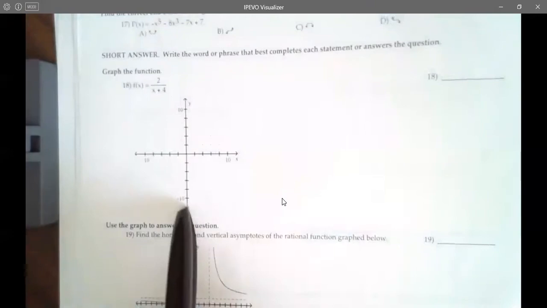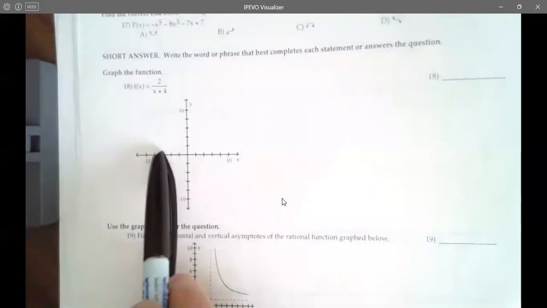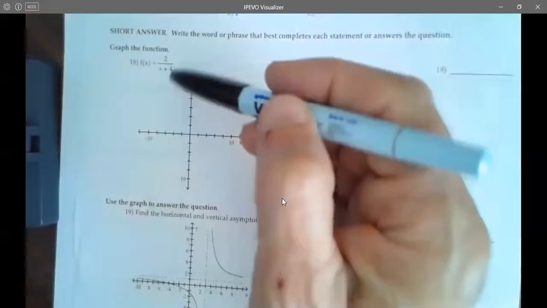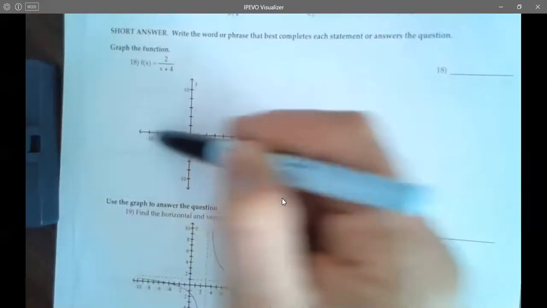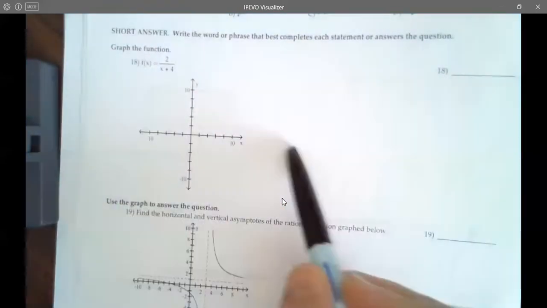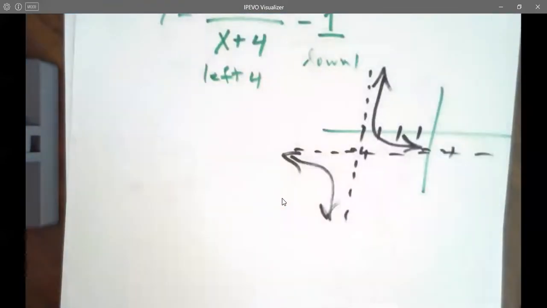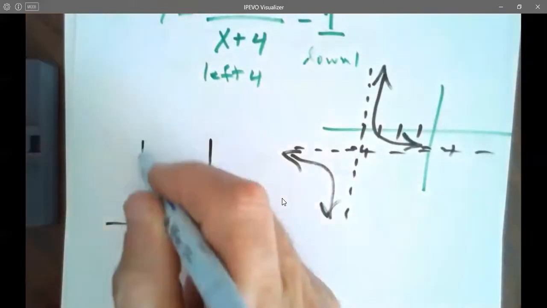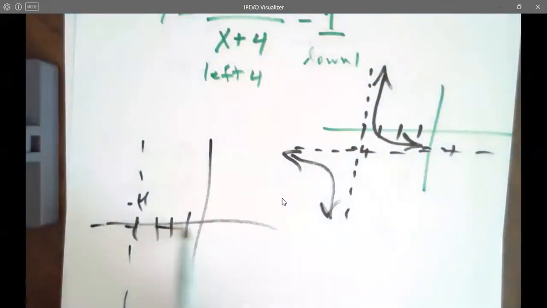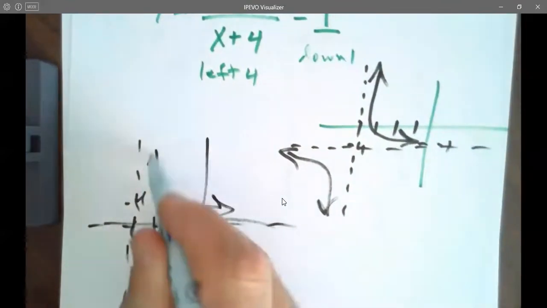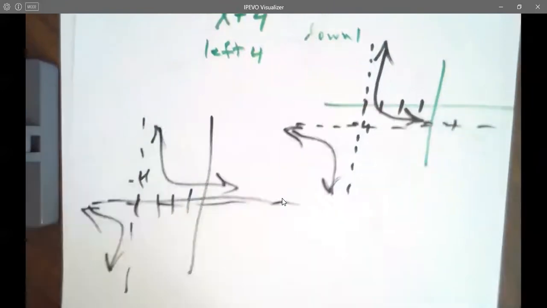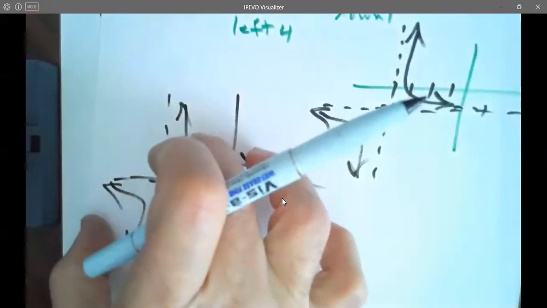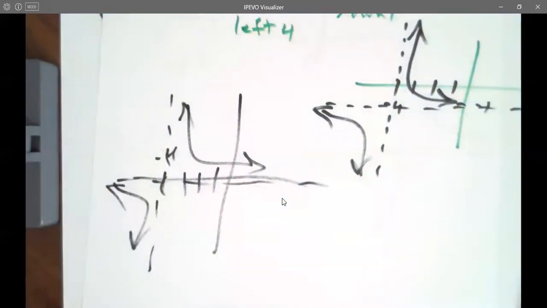So this is increments of 2, 4, 6, 8, 10. So this will be 2, 4. So it'll shift over here. It's 1, 2, 3, negative 4. And it didn't shift up or down, so it's going to do that. Okay, so it'll look something like that. Because it's 2, it's going to make these further apart. That's all it's going to do.